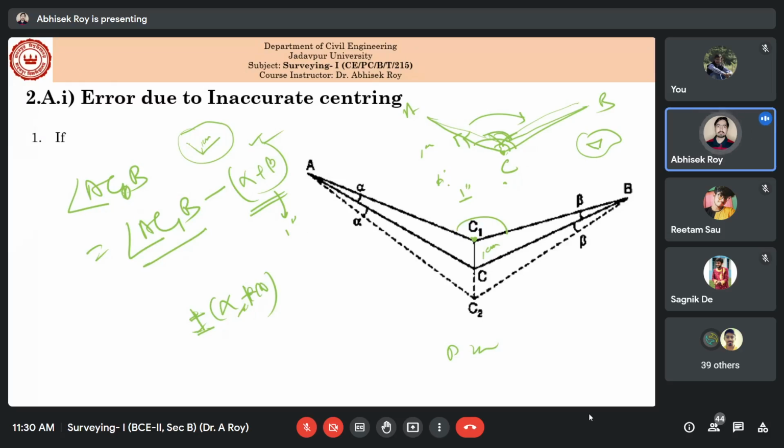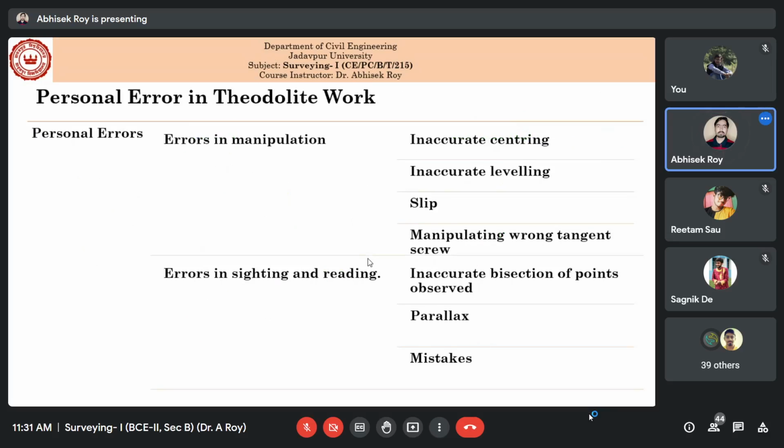Similarly, leveling, if the level is not adjusted properly, some kind of error will be there, as we have spoken in 1.a, that kind of error will be there. So you have to do proper leveling. So this also comes under the inaccurate leveling error, which is also a personal error. Then there is slip kind of error.